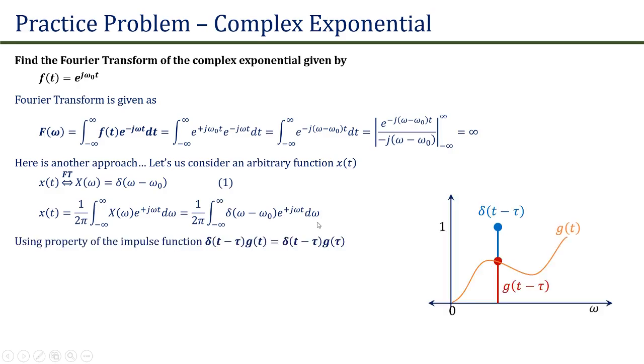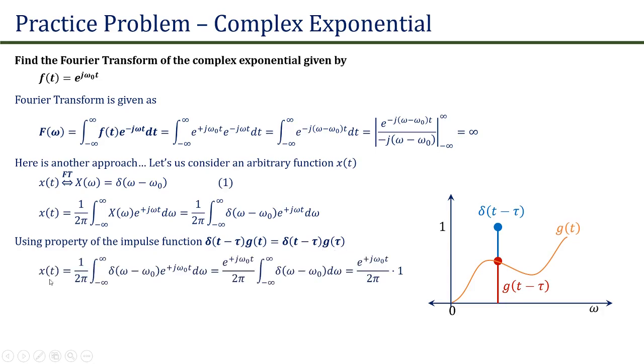Now let us consider an important property of an impulse function, where a delta function delayed by tau time multiplied by an arbitrary function g(t) is equal to the delayed delta function multiplied by the g(t) function value at tau time.